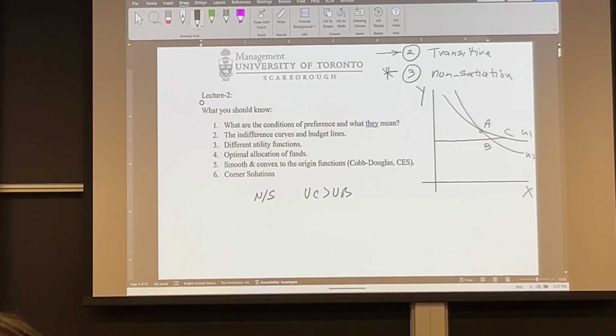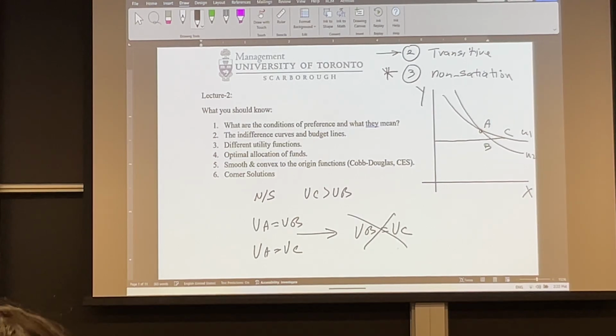If you assume non-satiation, then you get a violation here because this is equal to this. They are on the same indifference curve. This is equal to this. They are on the same indifference curve. As a result, this should be equal to this. That's not transitivity, but you cannot say it. You assume non-satiation. The follow-through doesn't work. Make sense? So if you assume you're working with goods, non-satiation, you're going to violate transitivity.